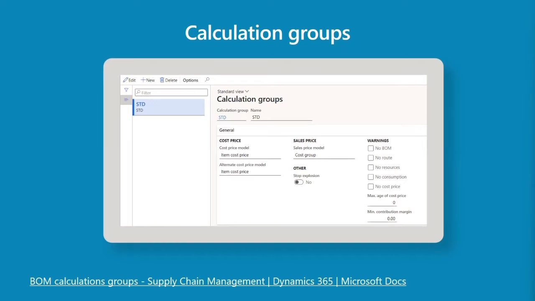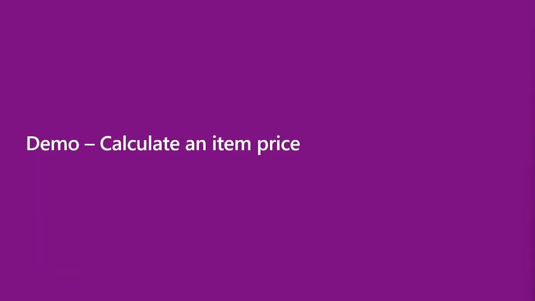When we run cost calculations, we need to use a calculation group, and we can do that one of 2 ways. We can either create multiple groups and assign them to individual items, or we can set a default calculation group in the inventory and warehouse management parameters page. Calculation groups are used to define things like which costs are used for calculation and what warnings we want to see if there's missing information in our calculation. Now let's take a look at a demonstration of how the costing version, calculation, and activation work in the system.